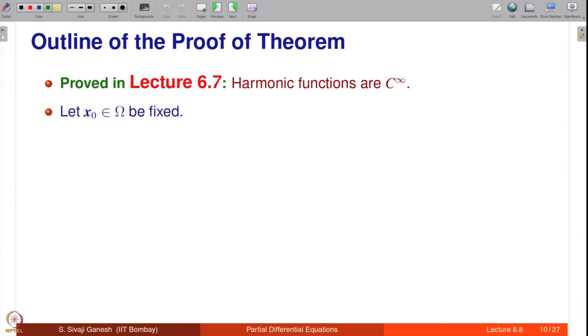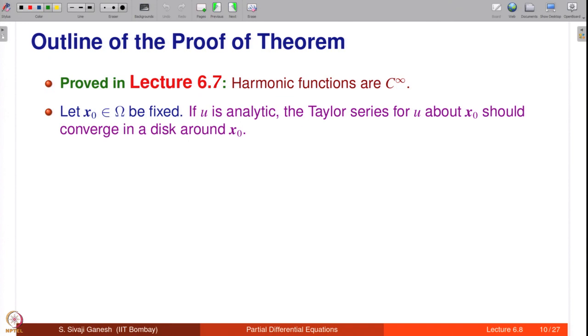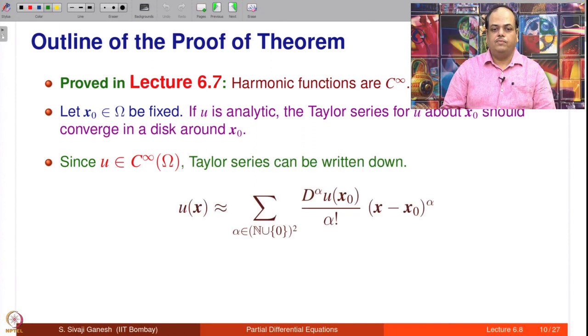Let x naught belonging to omega be fixed. If u is analytic, the Taylor series for u about the point x naught should converge in a disk around x naught. That is the definition. Since u is C infinity of omega, the Taylor series can be written down. So, this is a formal Taylor series. We need to show that this series actually converges to u of x at every point x in a disk around the point x naught. Since the function is C infinity, each term can be written down. Essentially, what we know is that d alpha u of x naught is meaningful because u is C infinity.